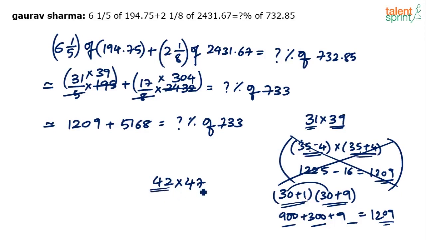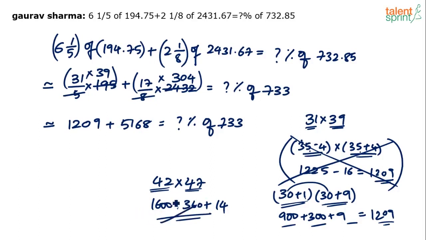40 plus 2, 40 plus 7. So 40 and 40 is common, which means 1600 will be the first term. Now 2 plus 7 is 9. 9 times 40, 360. Yes or no? 2 should be multiplied with 40, 7 also should be multiplied with 40. So instead, I'll add 2 and 7, 9, and multiply that with 40. 9 times 40 is 360. And 2 times 7 is 14. So your result will be what? 1600 plus 360 is 1960, plus 14, 1974.